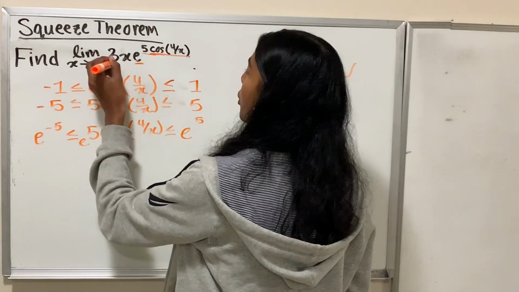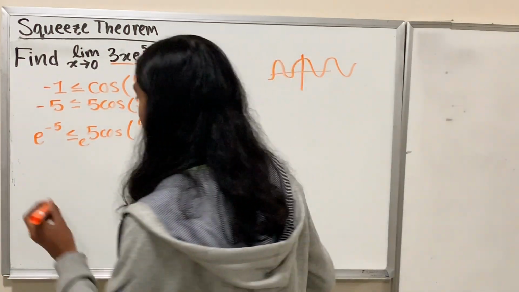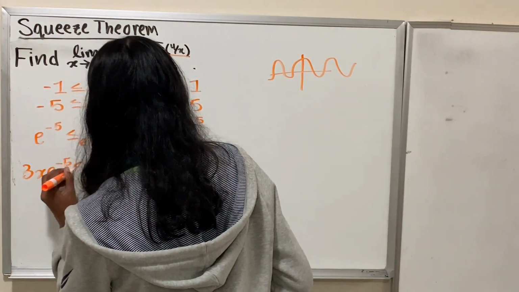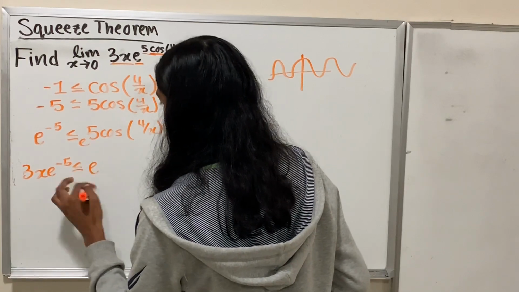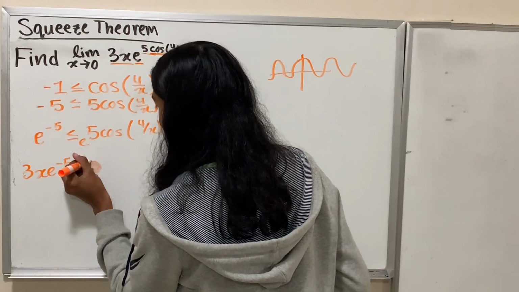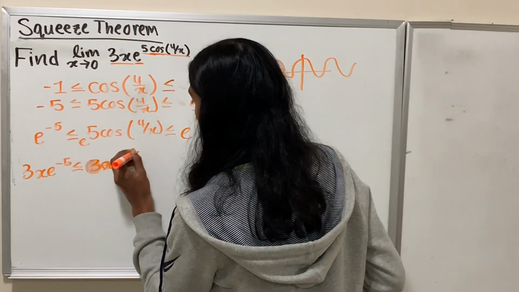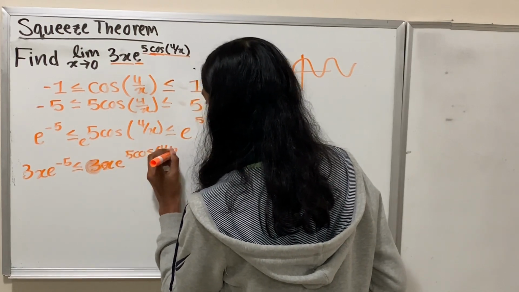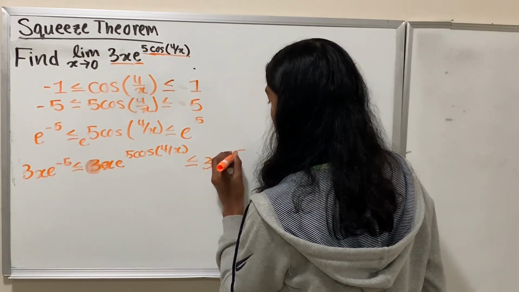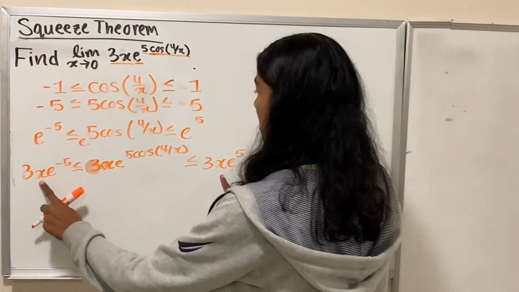Now we can work in the 3x. Technically, we don't have to do it one at a time, so we get 3x e to the -5 less than or equal to, I almost forgot to add that, 3x e to the 5 cosine 4 over x. Now, the last step is to literally just find the limits of these two.